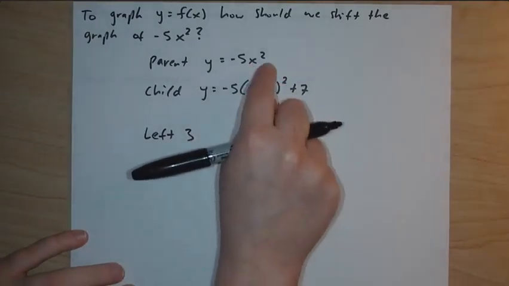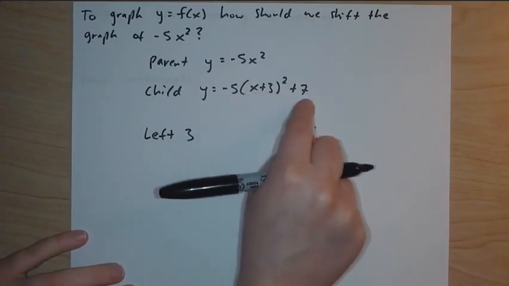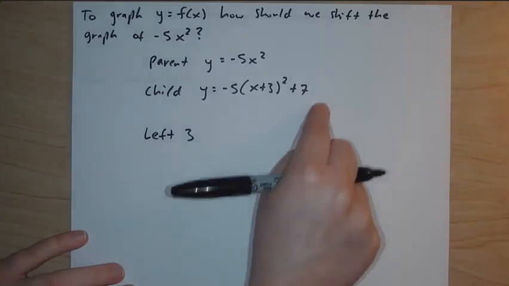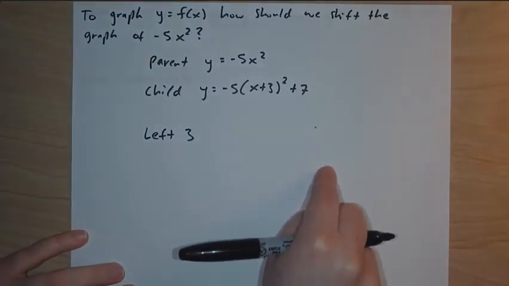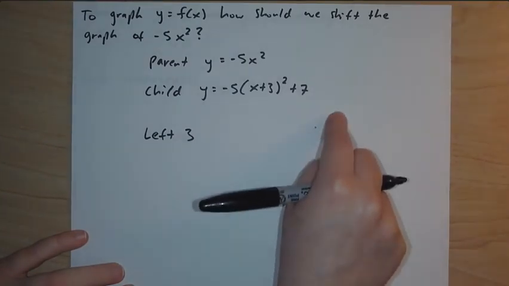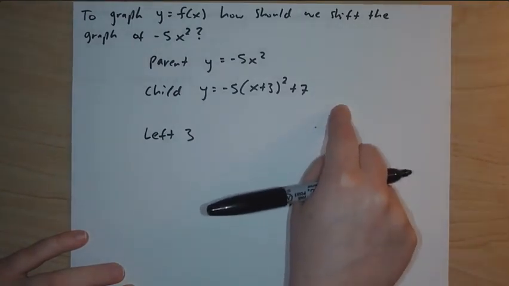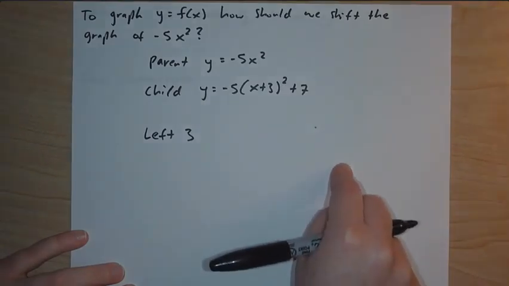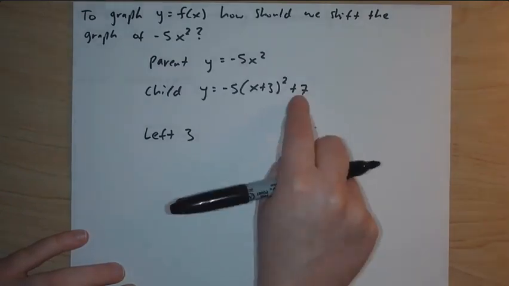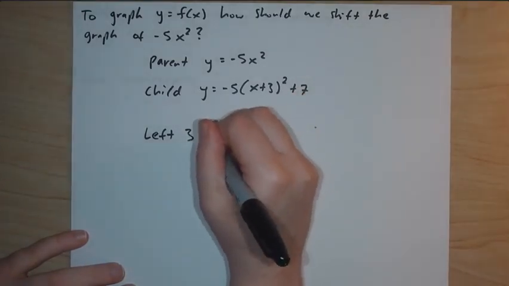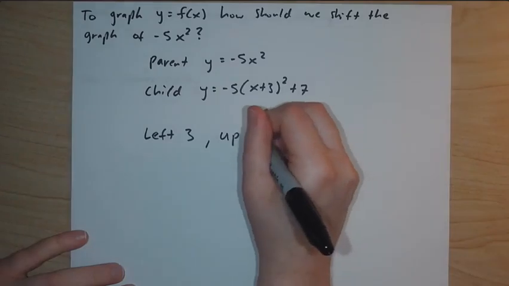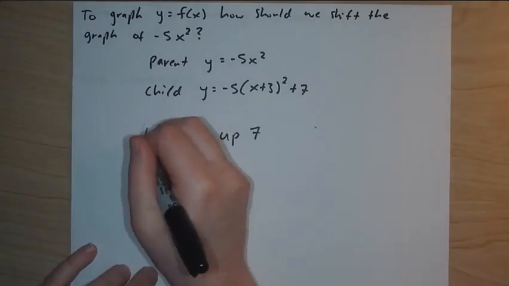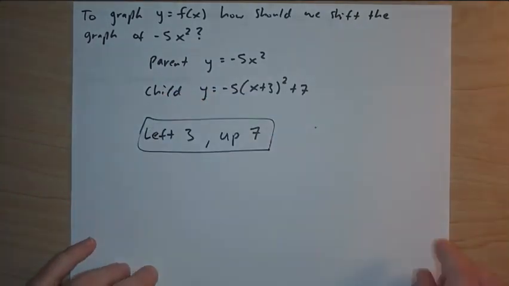And we are adding 7. So after this shift, we are actually adding 7 to our parent graph. If we add 7, that means we are going in the vertical direction. If we add a positive number, then we're going up in our graph. And if we subtract a number, then we're going down in our graph. We're moving our graph down vertically. So because we're adding 7, we are also moving our parent graph up 7. So this is how we would shift the graph of negative 5x squared to get our function that we actually have.